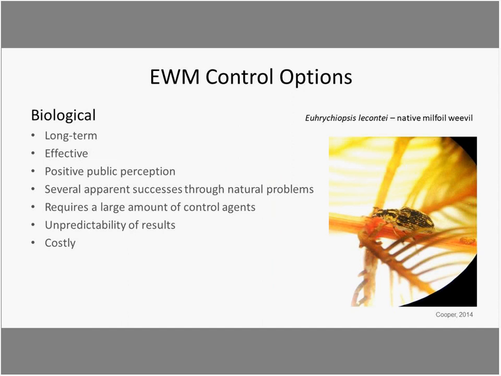Get to biological control, which, unlike chemical, can give a good positive public perception because you're using a native species that naturally would prefer to feed on the invasive species. So an example of this is the native milfoil weevil, Euhrychiopsis lecontei, and it's been used widely in the States for biological control and also a bit in Ontario, which I will get into. However, with these biological control agents, you tend to need a lot of them to cause enough damage, and that can get quite costly.